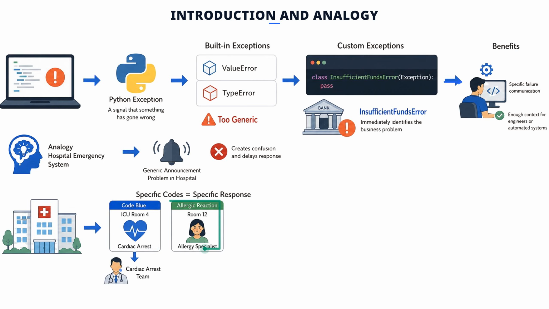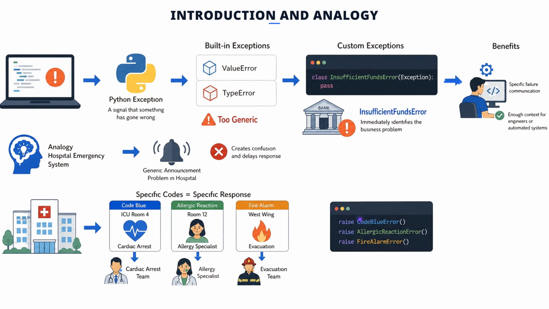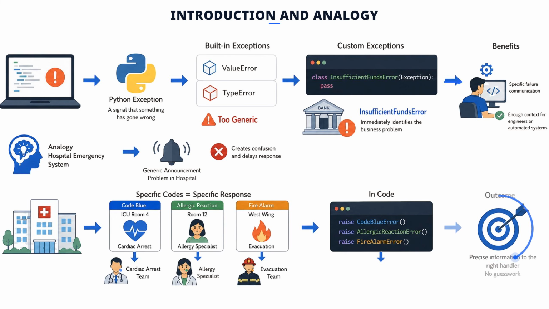Similarly, an allergic reaction in room 12 immediately summons an allergy specialist, and a fire alarm in the West Wing triggers the evacuation team. Each specific alert ensures that exactly the right people are activated for that unique situation. Custom exceptions function identically in our code. By throwing specialized errors, they provide precise information to the specific part of the program capable of handling that exact failure. Now that we understand why these precise signals are so valuable for robust software, let's explore exactly how to create and build these custom exceptions in the next step.